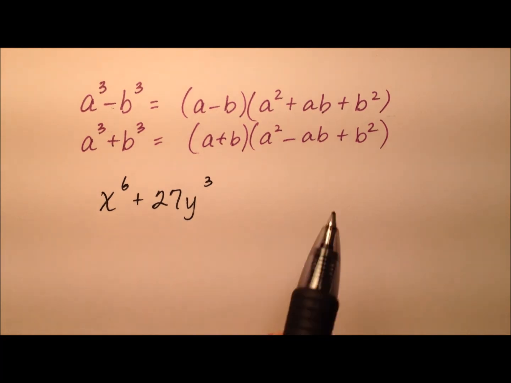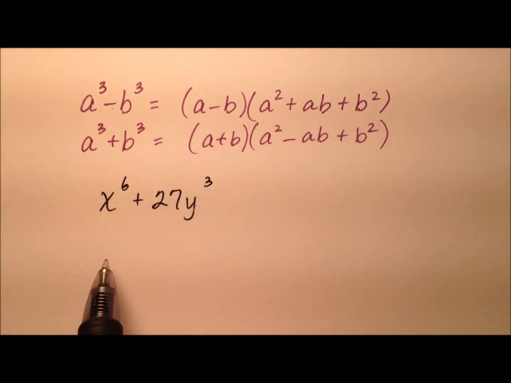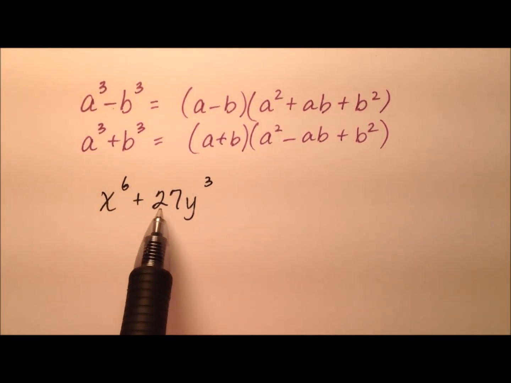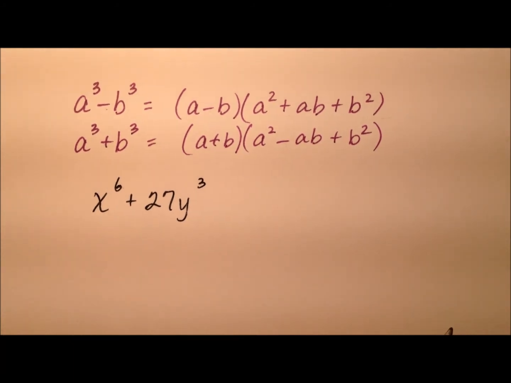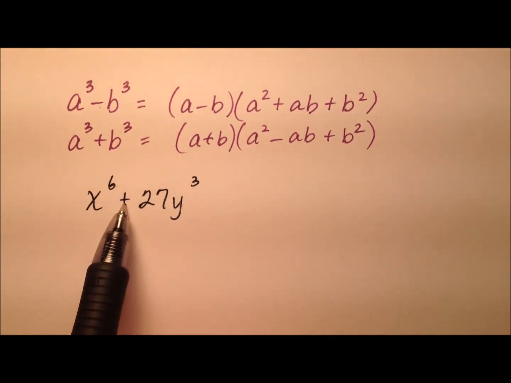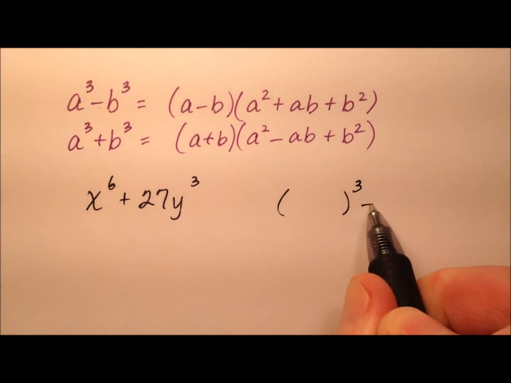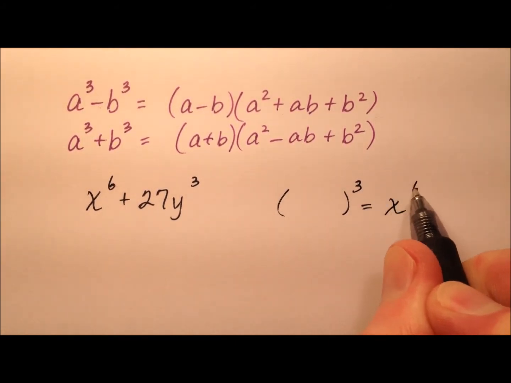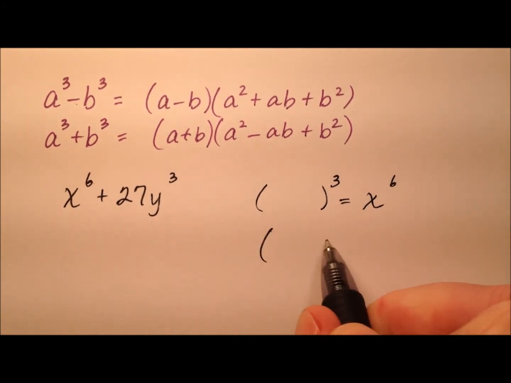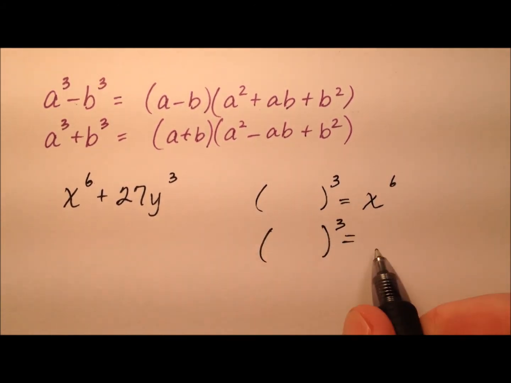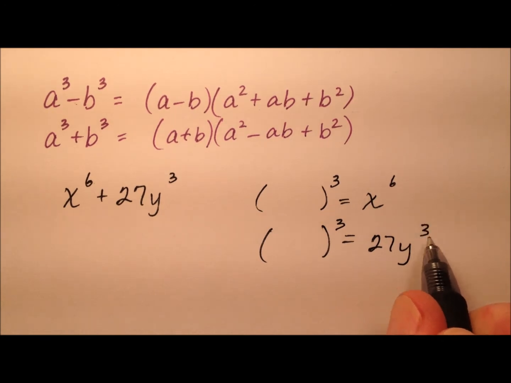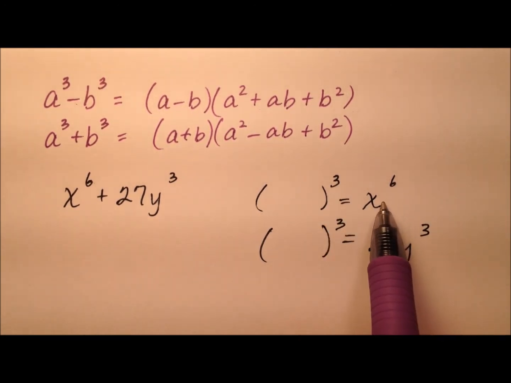So let's go ahead and take a look at this example. I'll show you how it works out. So we have x to the sixth plus 27y cubed. Okay, so we're saying this is the sum of two perfect cubes. So we need to ask ourselves, what got cubed in order to give us x to the sixth? And what got cubed to give us 27y cubed?